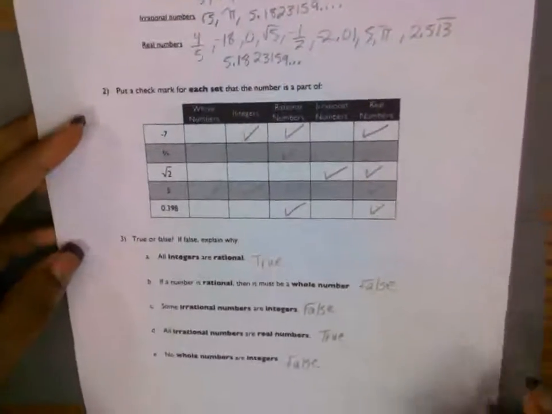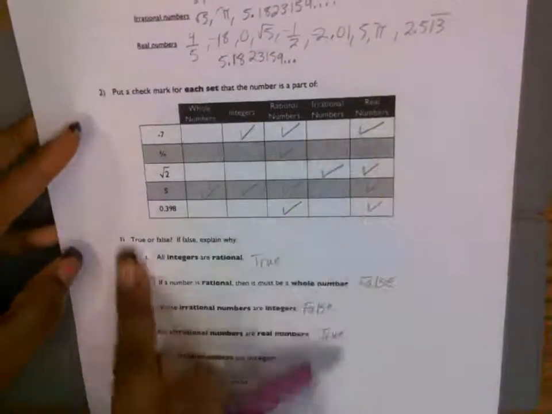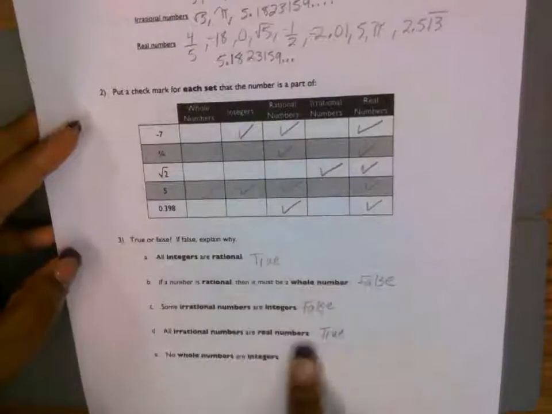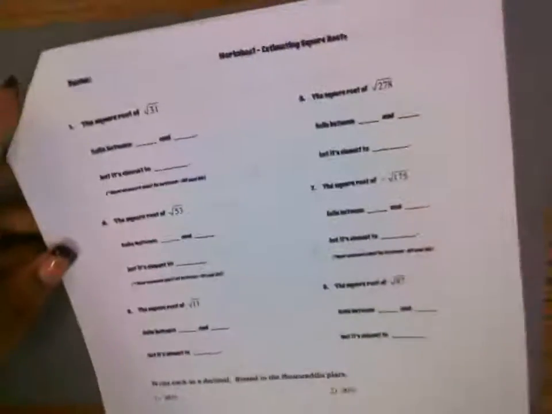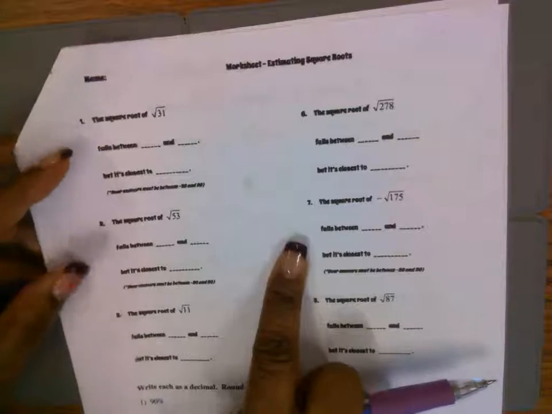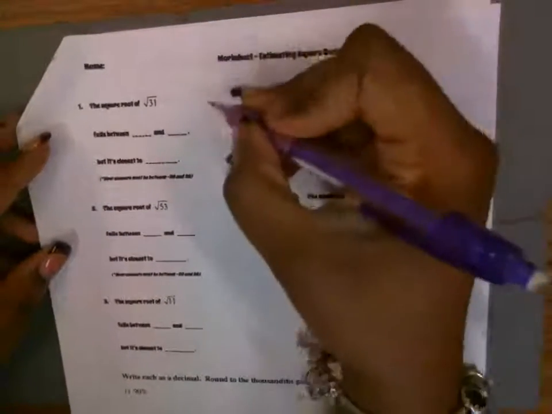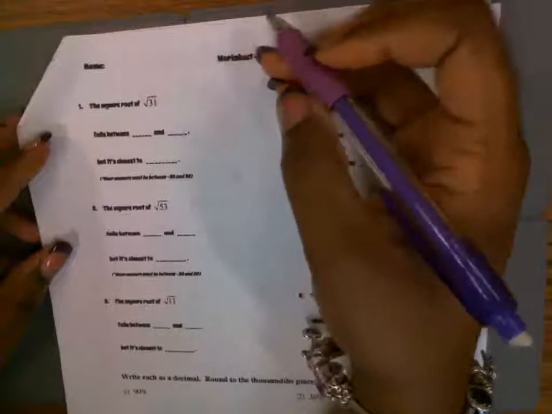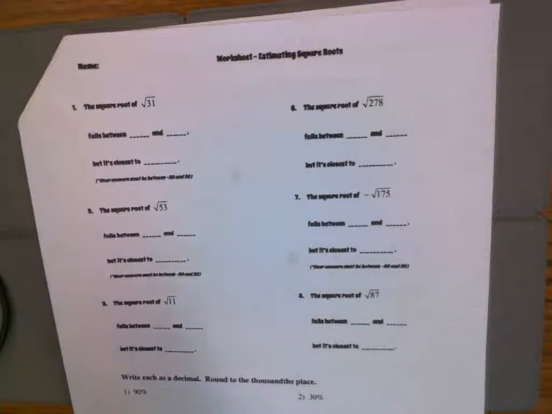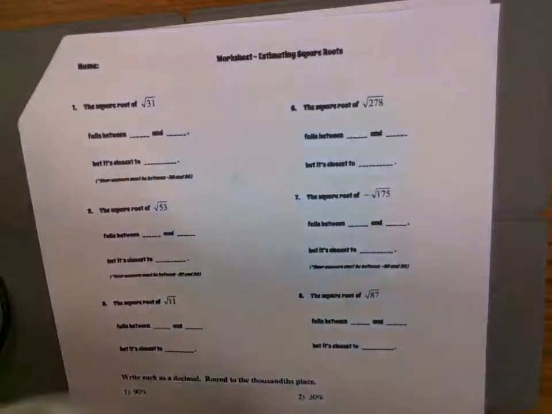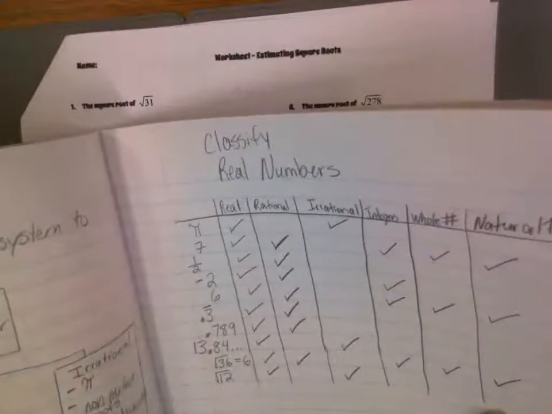Okay? And I probably should say that again. We already answered these questions. You did this in your group. So now we're going to turn over and we're going to do estimating roots. Okay? We're going to use perfect squares to estimate roots. We're going to put that in our notebook. So let's take out our notebook real quick because we need to know what those perfect squares are.